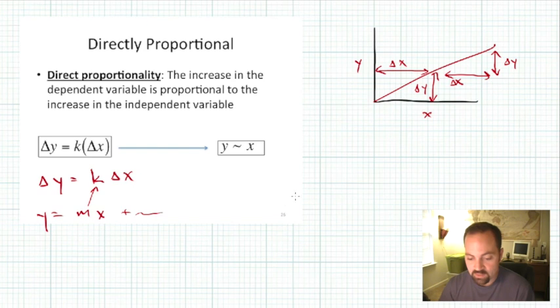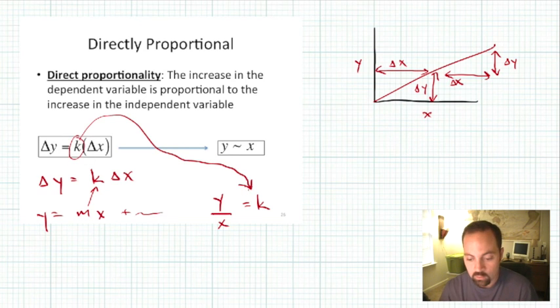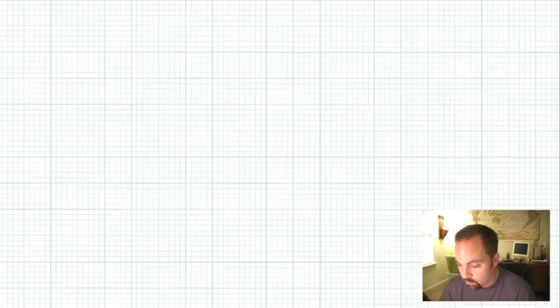So it could be said that we could describe how y changes with respect to x as simply being k, or the slope. We call that the proportionality constant, but it's really just the slope of the relationship between x and y. So let me show you a few examples here.